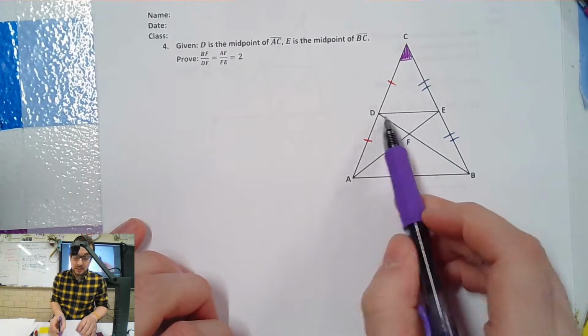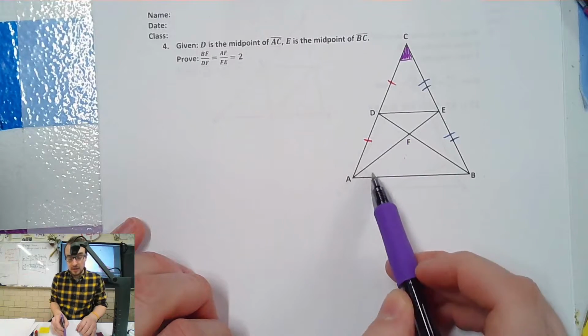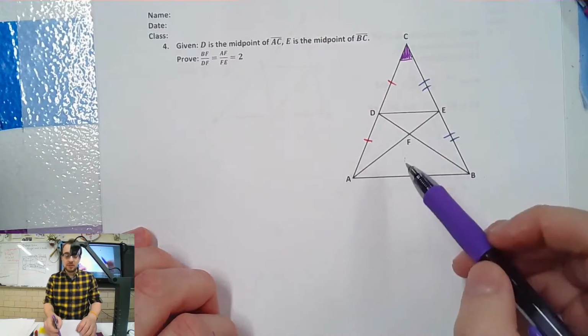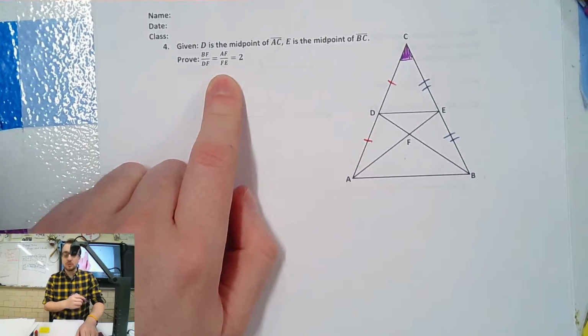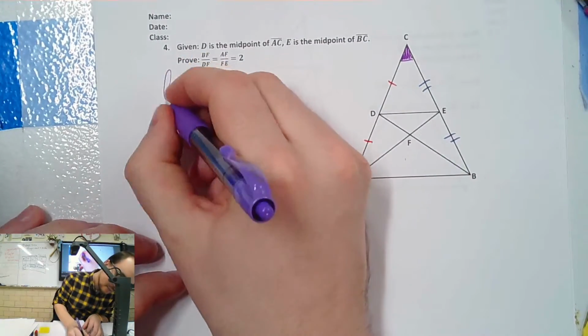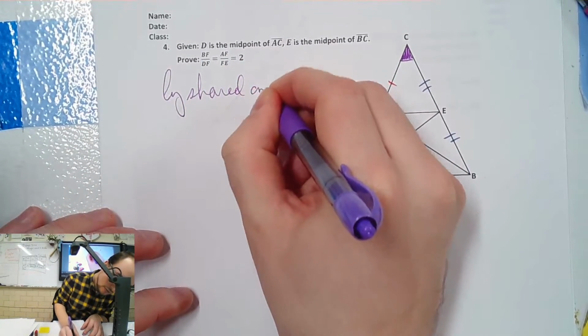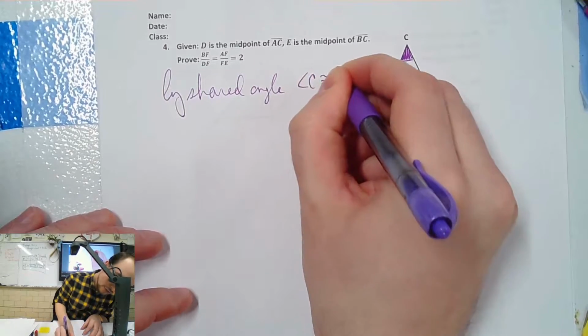I'm also going to prove that DE and AB are parallel, and I'm going to use that to my advantage. Parallel is going to get me a lot of angles, and then I'll have enough to prove these similar, and then I can get this relationship, okay? So, right off the bat, by a shared angle, if you were absent, make sure you're really paying attention. Angle C congruent to angle C.